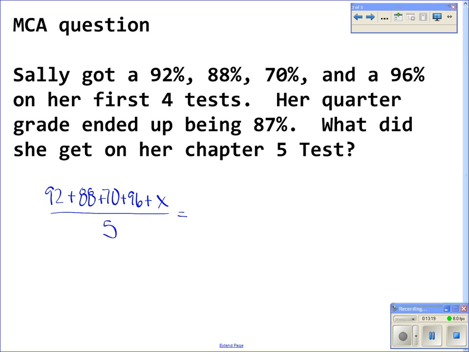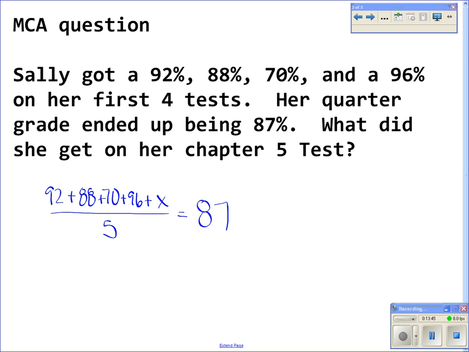Why isn't it 87? 87 is her grade, so that has to go there. So this now becomes a very simple algebra problem. We just had to know how to set it up. So this is the mean, which we just reviewed: adding up all of your numbers and dividing by how many there are. And in the end, we actually get the answer in this word problem. So we just have to solve for x.